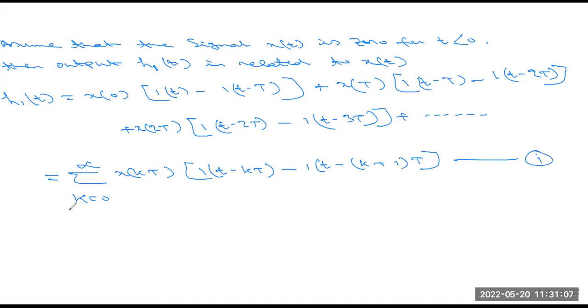Now we have to apply the Laplace transform. The Laplace transform of 1 of t minus kT, we have to know from the Laplace transform table or formula, is e to the power minus kTs by s. Now we have to put this value into equation number 1. So I am going to the next page.